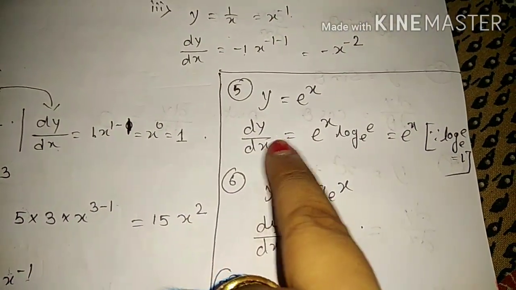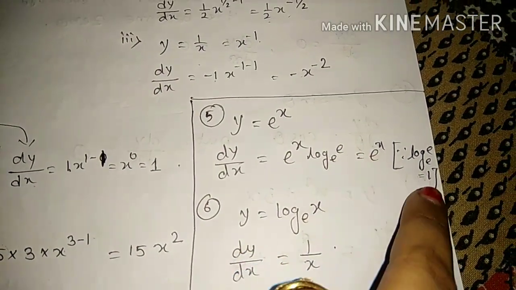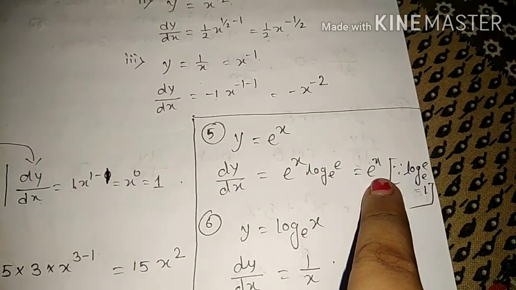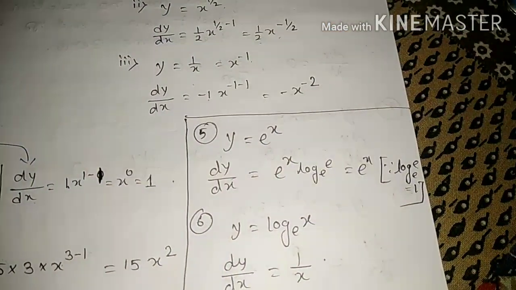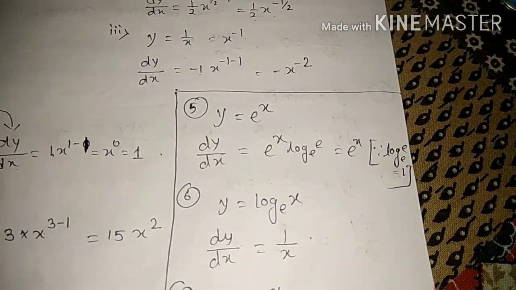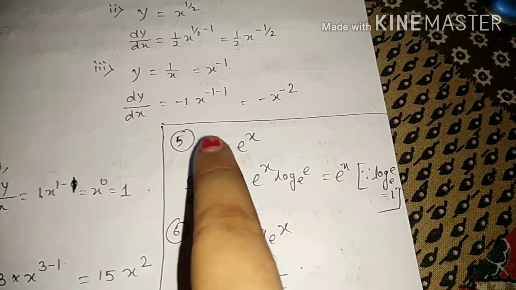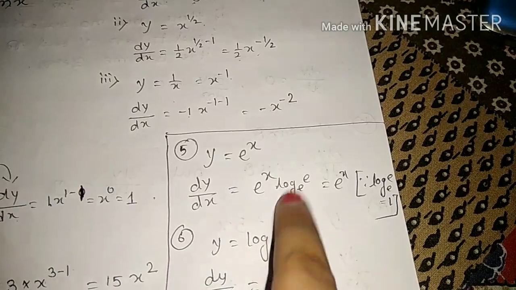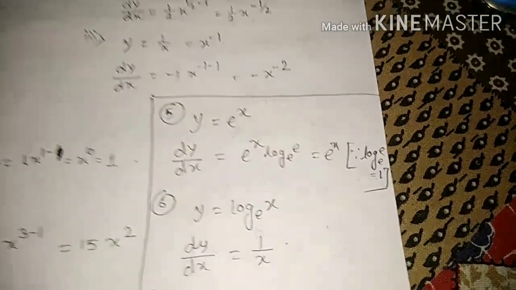Next, the fifth rule, y equals e to the power x. The differentiation is e to the power x log base e of e, and log base e of e has value 1. That's why dy by dx also equals e to the power x. This proof you also studied in mathematics. Just remember, if the function is y equals e to the power x, then dy by dx equals the same, e to the power x.